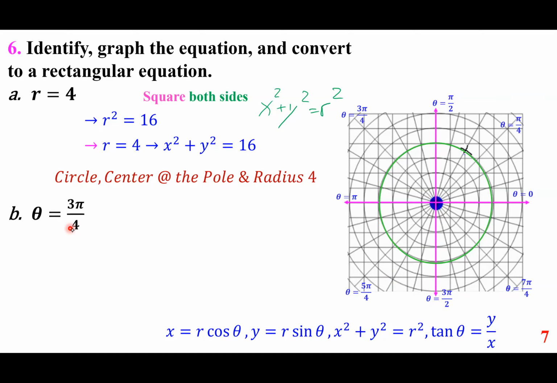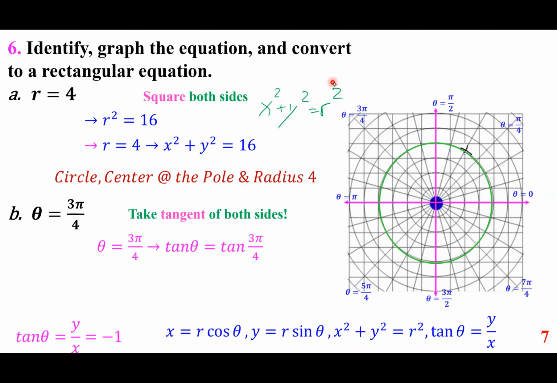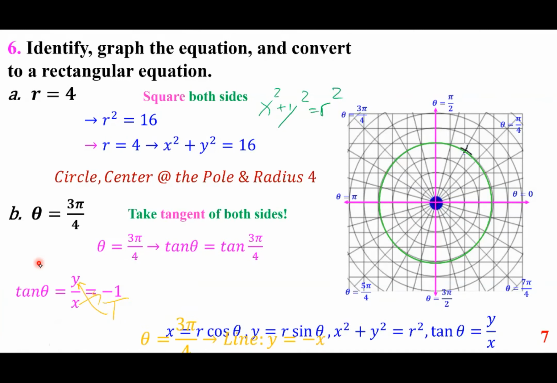Anytime we have theta, we simply take the tangent of both sides. And as you know, tan of 3 pi over 4 is negative 1. Remember, pi over 4 tangent is 1. 3 pi over 4 is in the second quadrant. That makes it negative 1. And so if you look at this equation and do the cross product, this is negative 1 over 1. Y equals negative x is a line that goes through the origin.